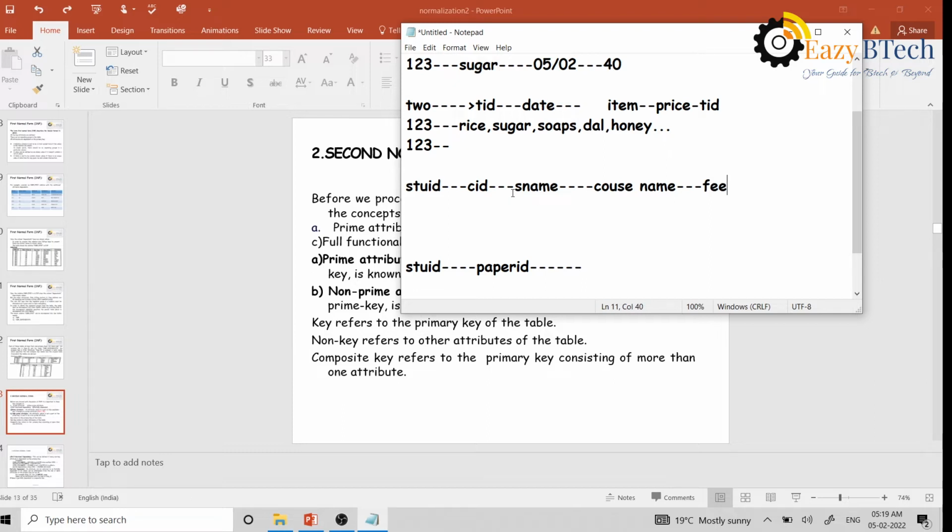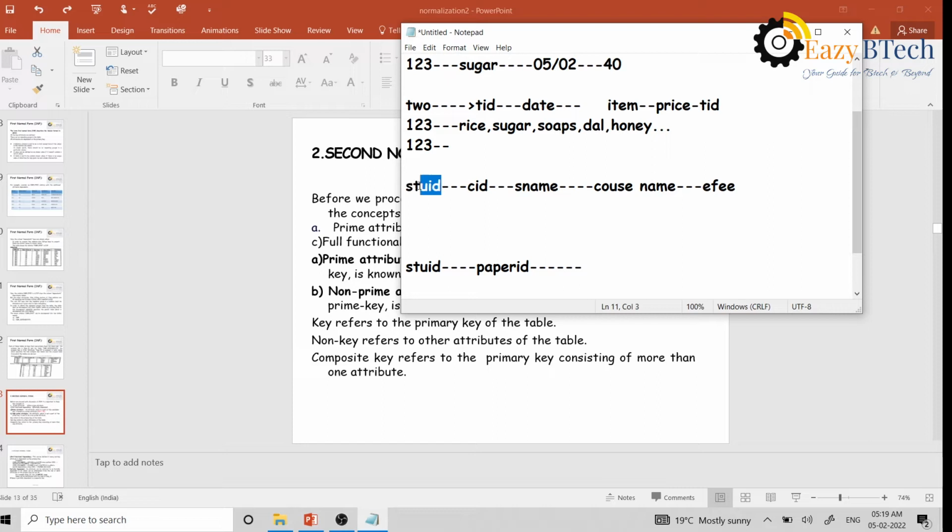Okay, here student name, course name, and exam fee are all called non-prime attributes. Only these are called prime attributes; the remaining are all non-prime attributes. Why? Because these are not part of the candidate key. Suppose I want to know about the student.